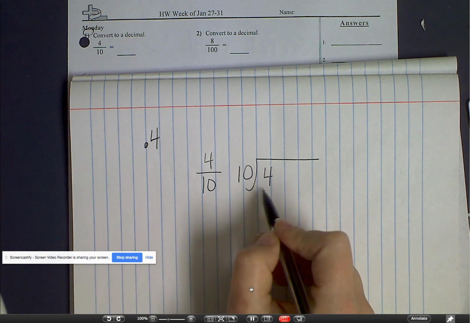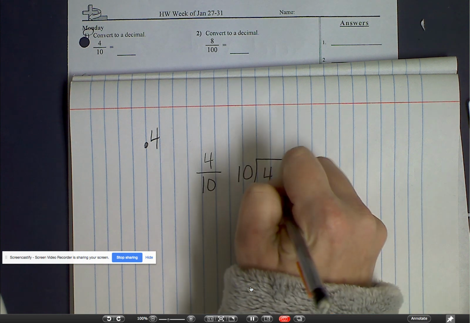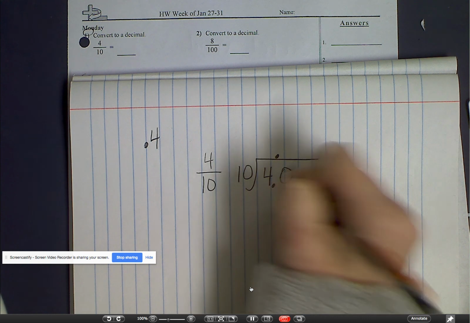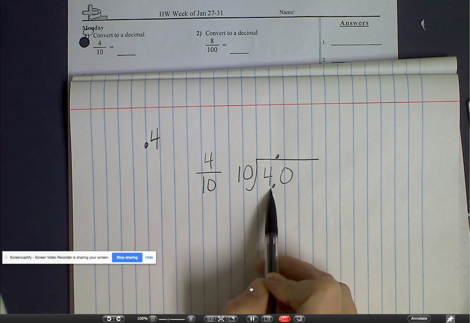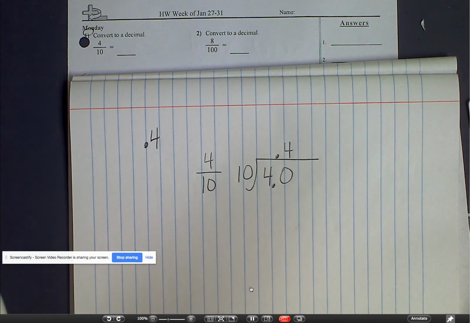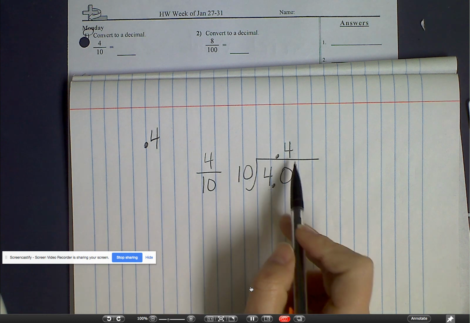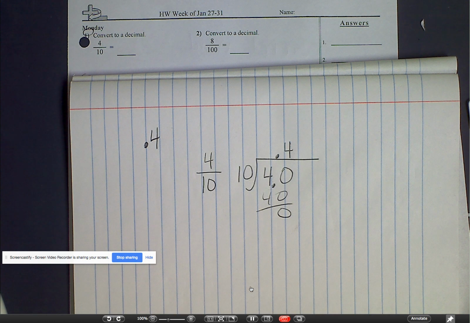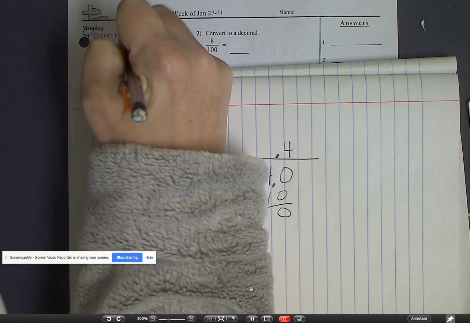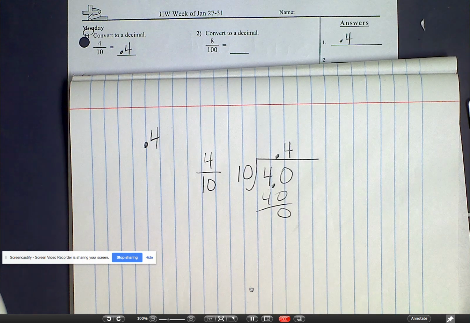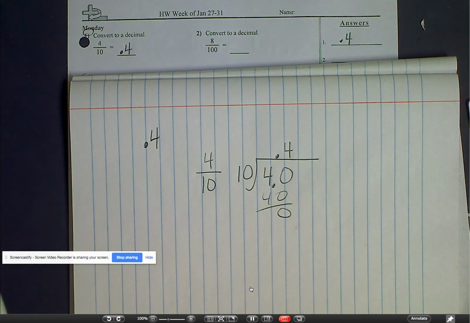You cannot do 10 into 4, so you're going to add a decimal, because at this time I have not changed the value. It's still 4. By adding a 0, as long as I have my decimal there, I haven't changed the value. So 10 goes into 40 4 times. That's 4 times 10, that's 40, and it would be 0. So the answer is decimal 4. So for number one, it's decimal 4 or 4/10.